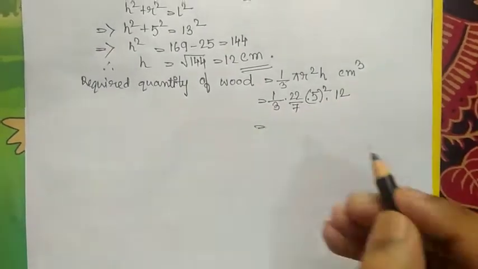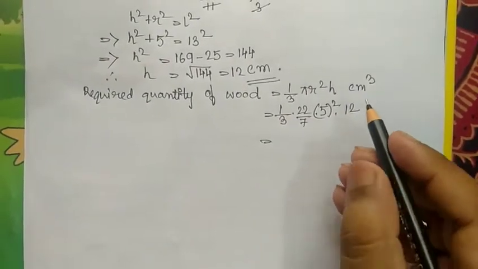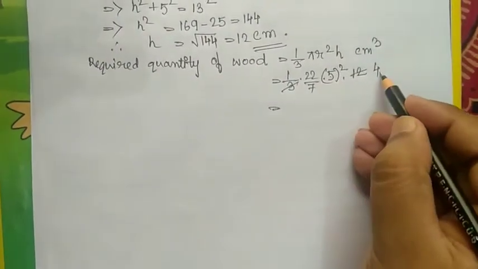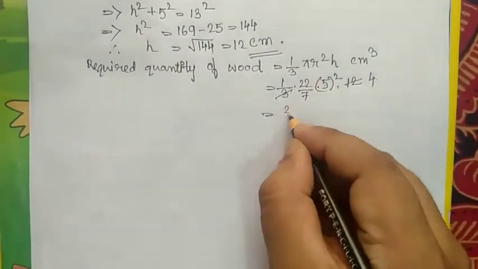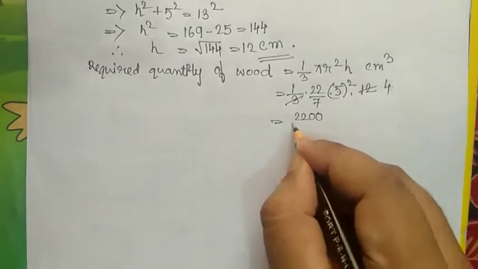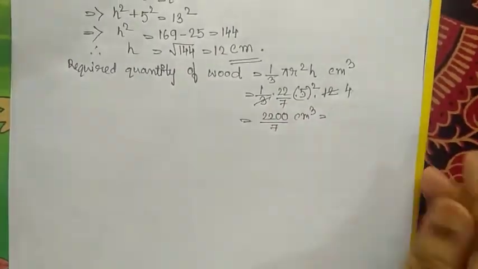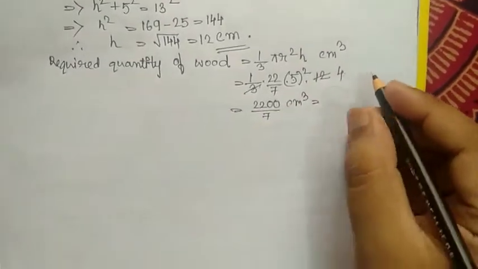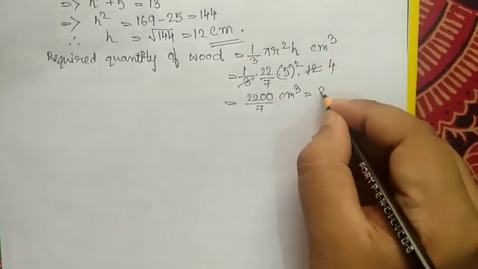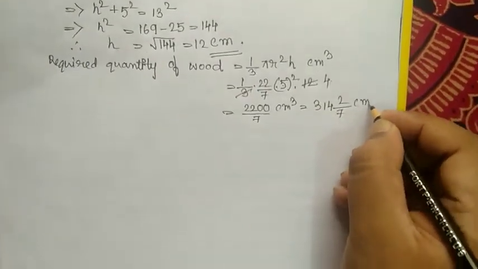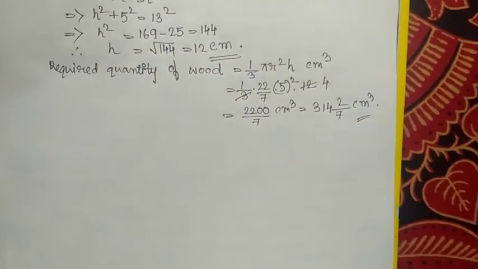So therefore 4 25s are 100, 100 into 22 is 2200 by 7 centimeter cube. So therefore the answer is, in the mixed fraction, 314 2 by 7 centimeter cube. So this is the answer.